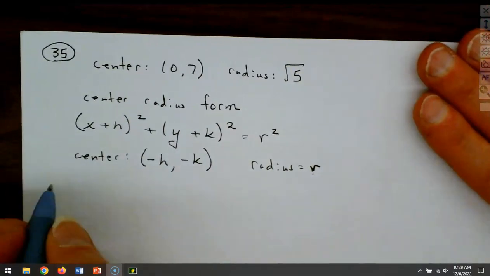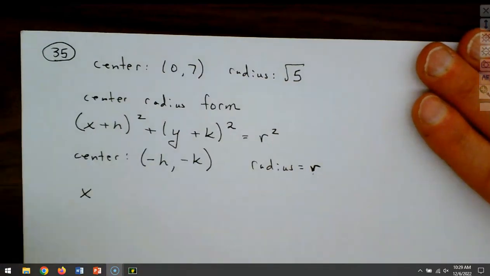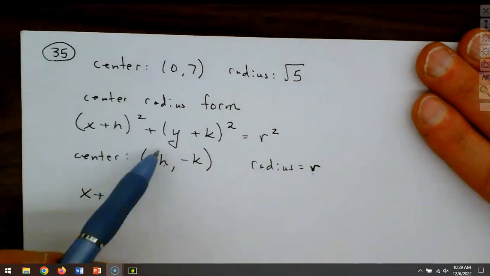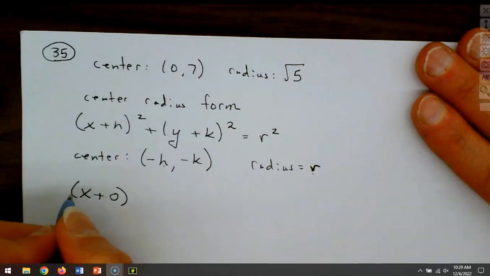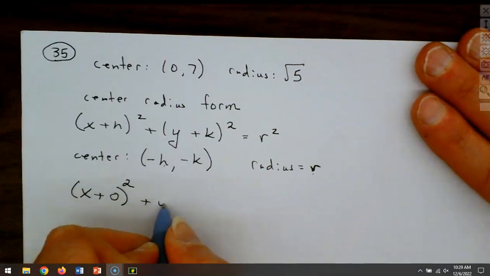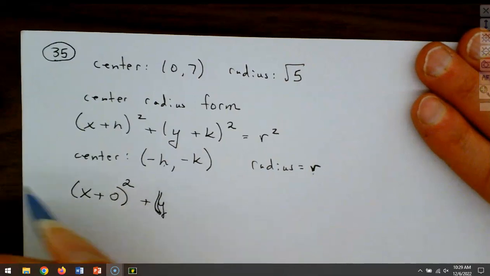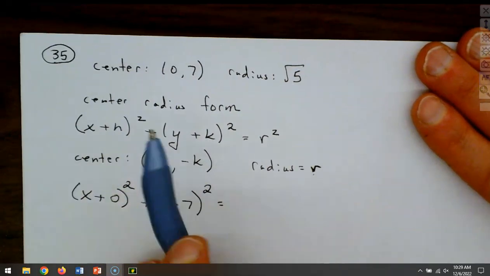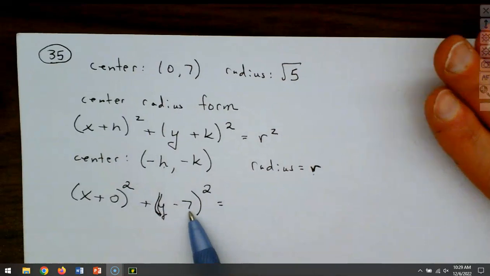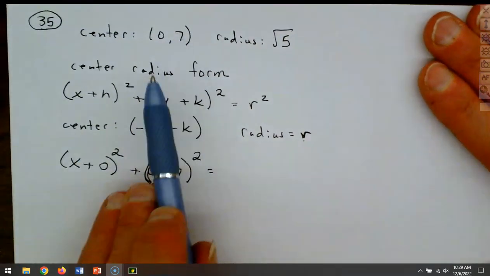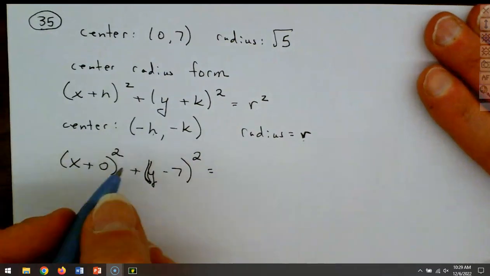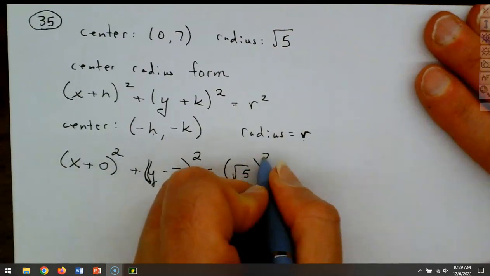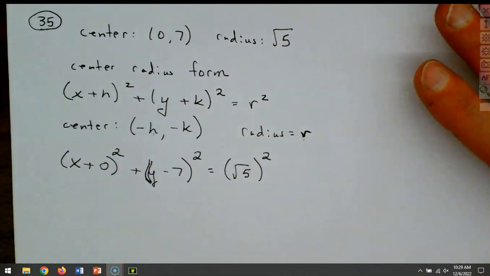So let's now rewrite this in our center radius form. We've got x plus, right now it's 0, that's our h, still stays 0, quantity squared. And then we've got the y. And what do we do? We switch our signs. So y is a 7, so it's y minus 7, quantity squared. Remember, you have to switch your signs. So when it goes from the center to the center radius form, what do you have to do? Switch the signs. What about on the right-hand side? You've got the square root of 5, but what do you have to do to it? Square it.